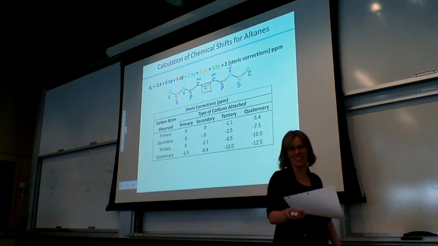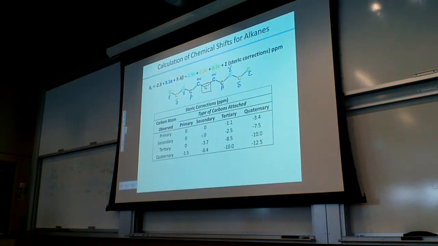I'm just wondering, is it positive or negative for the minus 2.5? It is supposed to be negative on that one. Yeah, that's actually where the negative came from on the other slide. I copied this equation when I color-coded it and then didn't change that.